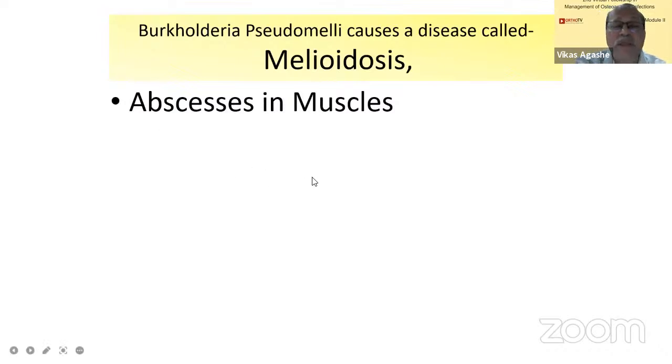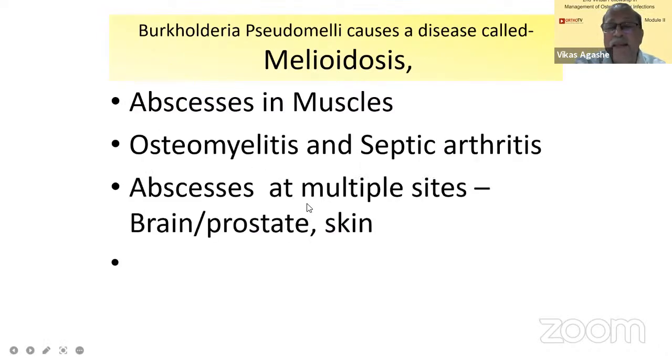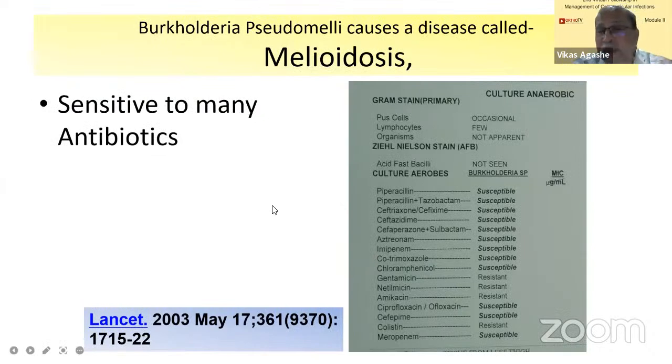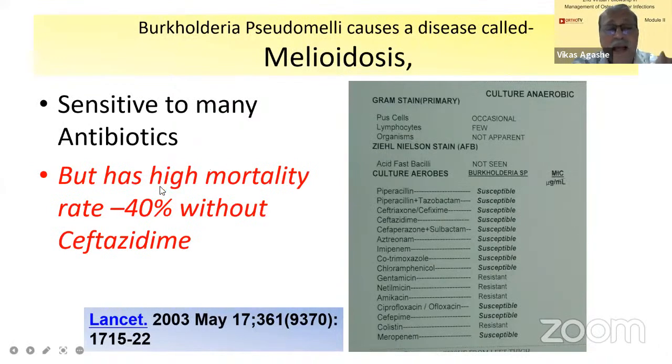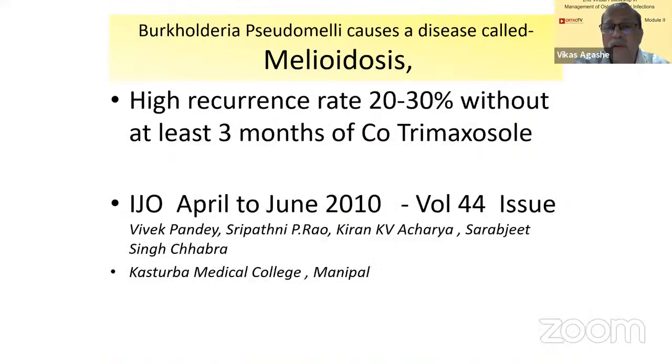Now remember, it causes abscesses in muscles, osteomyelitis and septic arthritis, abscesses at multiple sites, lymphadenitis. It is sensitive to many antibiotics. But what is very, very important is it has high mortality, almost 40% without ceftazidime. So this is the most important thing about Burkholderia pseudomallei. And it has a high recurrence rate without at least 3 months of cotrimoxazole.